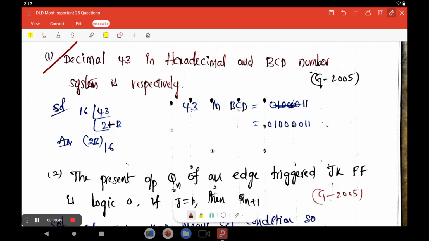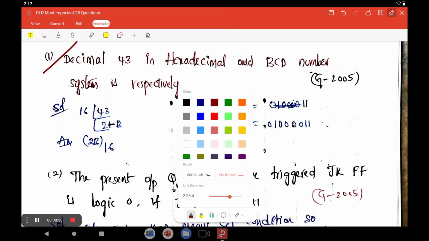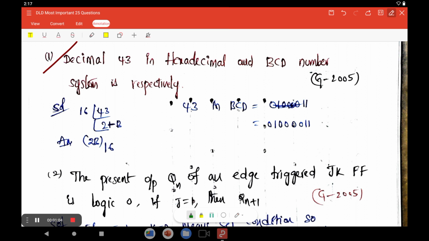So let us move on to the first question. The decimal 43 in hexadecimal. At the same time, that decimal number can also be represented in the form of a BCD format. Okay, so let us see the solution for this one.